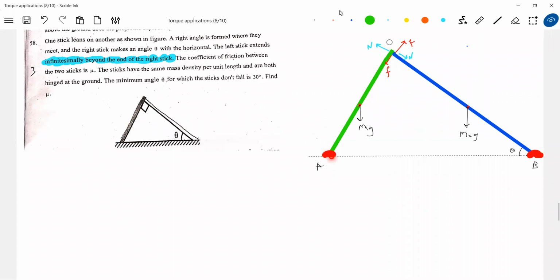Now let's talk about A. Due to weight M1G clockwise, friction will intersect the axis of rotation. So the normal contact should be like this here.